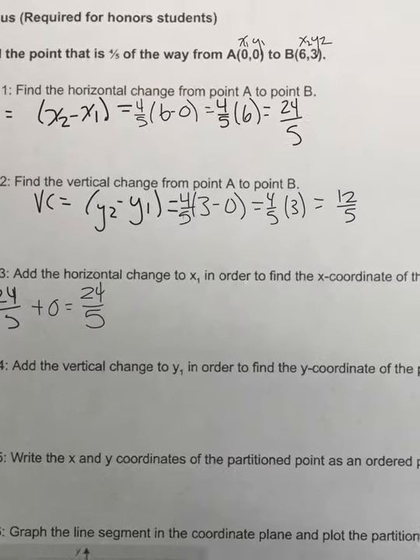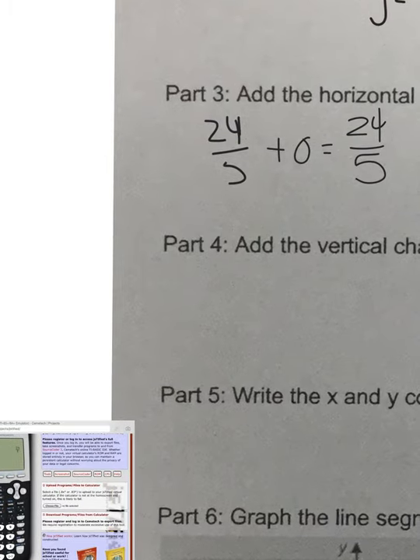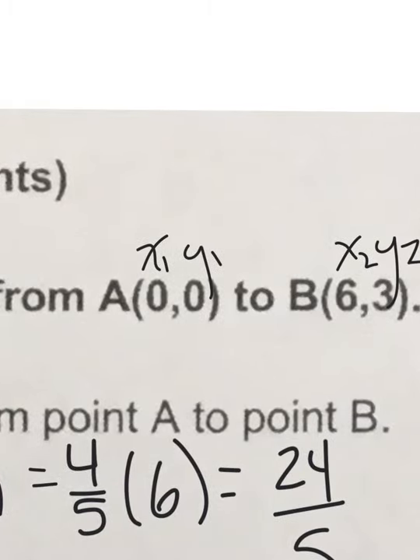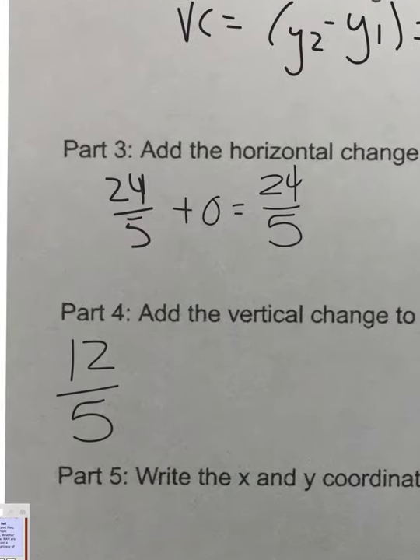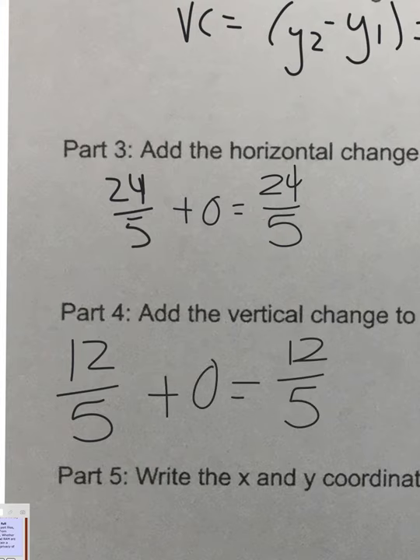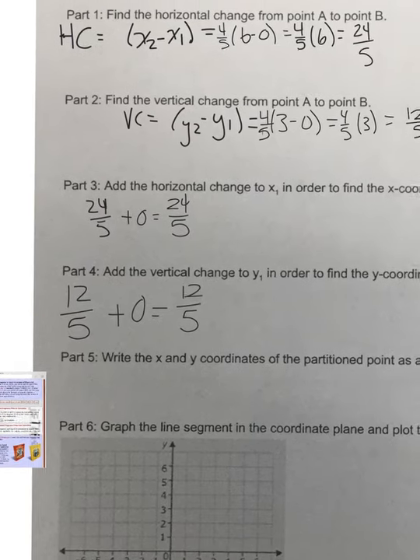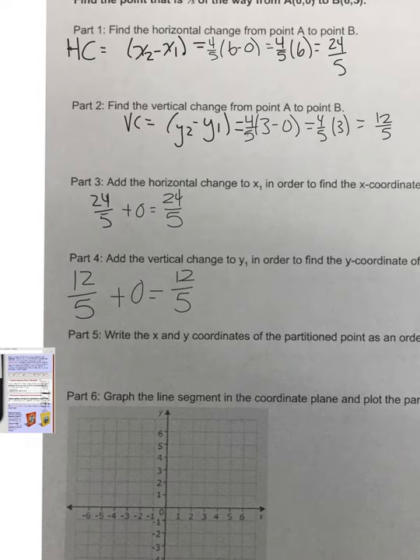Now I add the vertical change to my y coordinate. My vertical change is 12 over 5. If I go back here, I see that my y1 is 0, so I'm going to add 0, which gives you 12 over 5. Now it says write the x and y coordinates as an ordered pair. So all I'm going to do is take 24 over 5, comma 12 over 5. That's the new point that I was looking for.